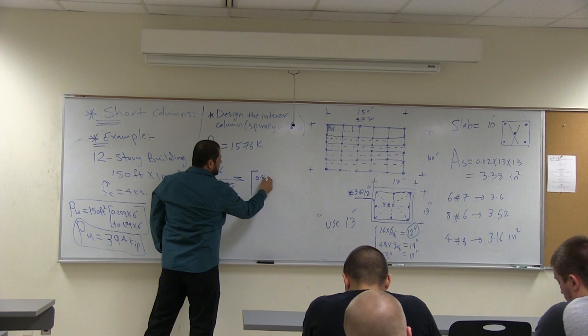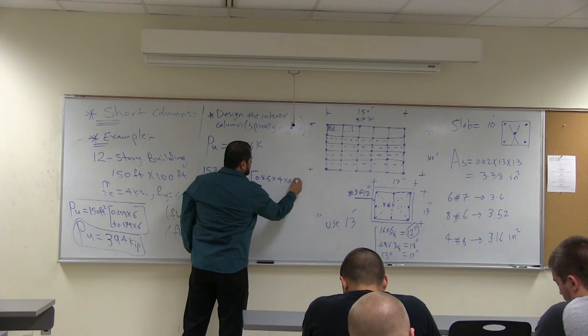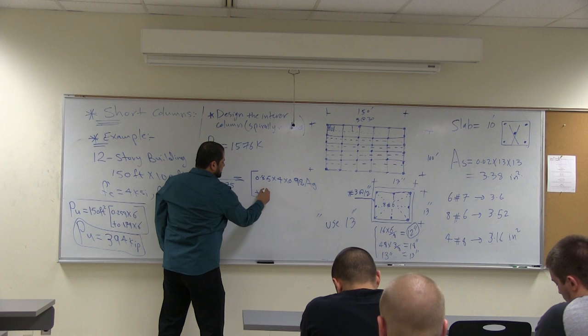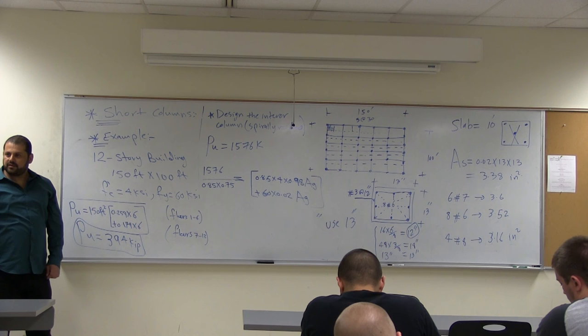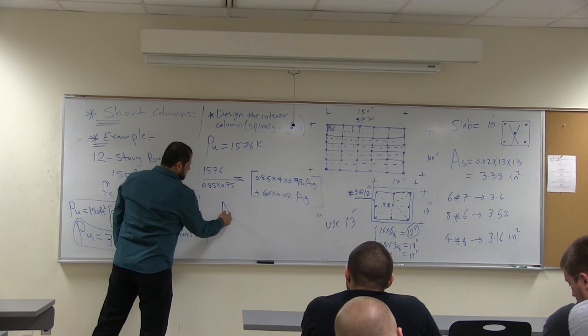0.85 times 4 times 0.98 Ag plus 60 times 0.02 Ag. Straightforward. Okay? Straightforward. What's Ag?